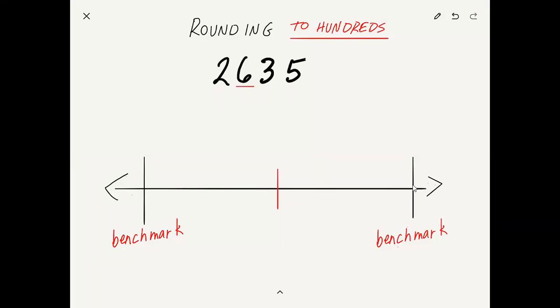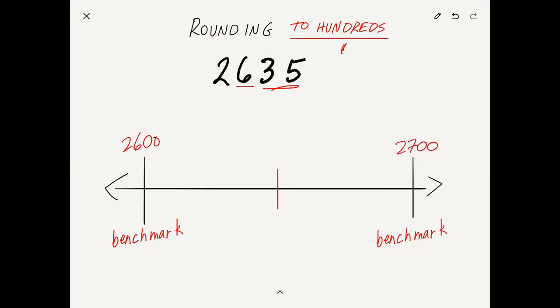Once we have that, the first number we need is our lower benchmark number. All we're going to do is go 2,600. We replace the 35 with zeros. Then from there, we go 100 above 2,600, because we're rounding to the hundreds. We go up to 2,700.